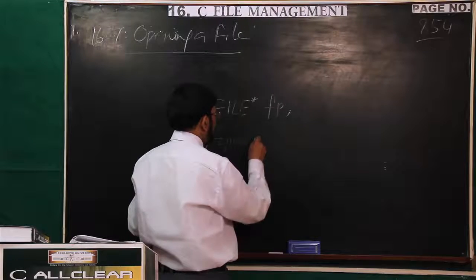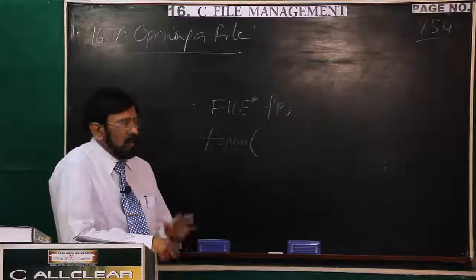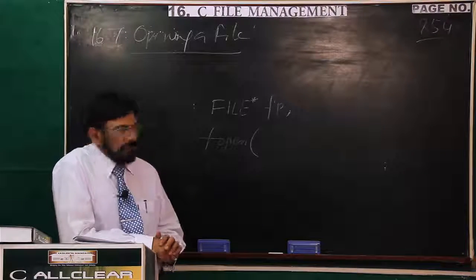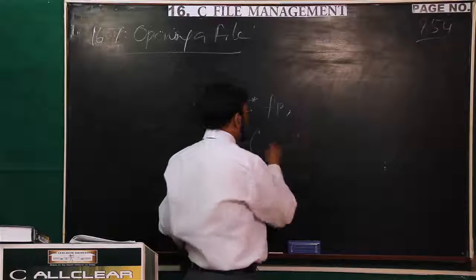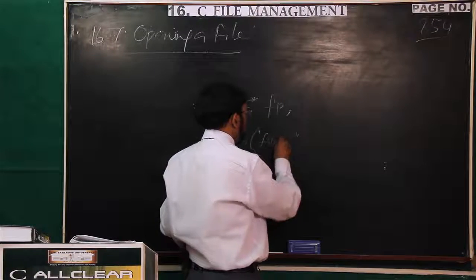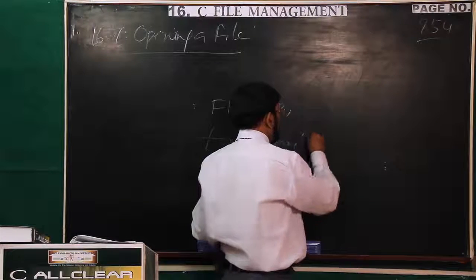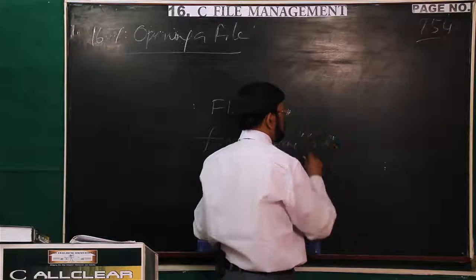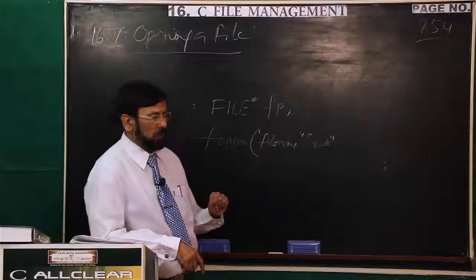The fopen function is meant for opening a file. So for opening a file, here two arguments we have to provide. The first one is file name. Second one is mode. In the next concept, I will explain you what the modes are. There are 6 modes. That mode we have to provide.